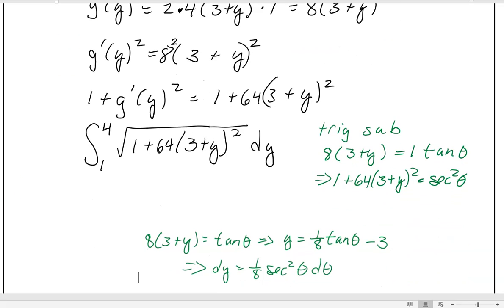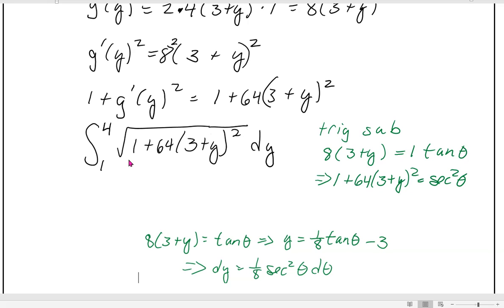In our trig substitution problem, we have the constant of 1 here being added to a variable thing being squared. That's going to be a substitution factor of tangent. Because we have a 1 here, it becomes 1 tangent of theta. Then we take the square root of the variable thing part, and we have the square root of 64 is 8, and the square root of this part gives us 3 plus y. So 8 times 3 plus y is equal to 1 tangent of theta.